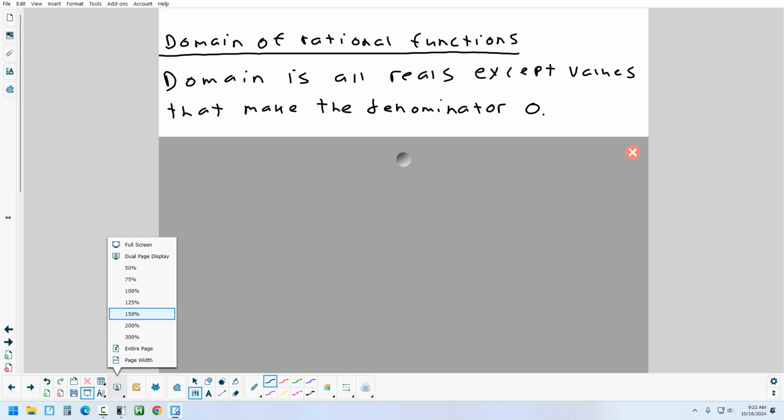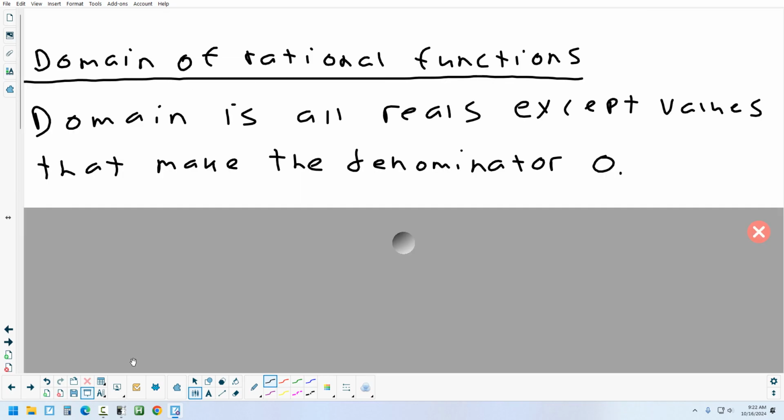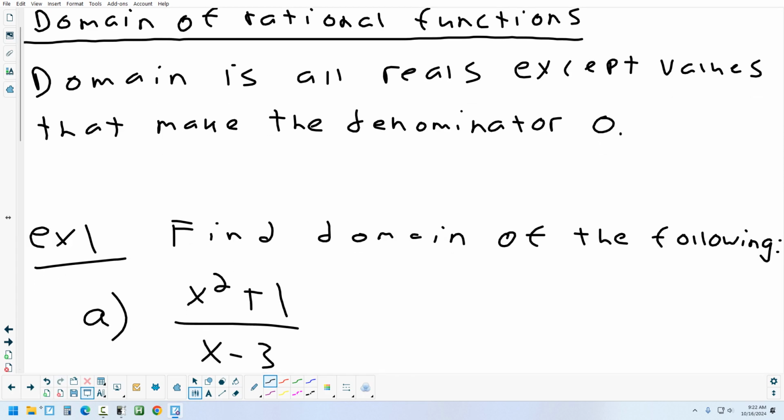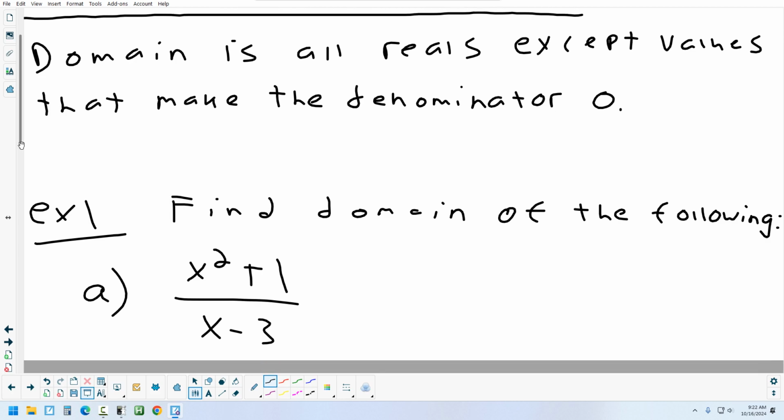Okay, so domain of rational functions. It is not all real numbers, because it's a fraction. So you have to rule out any values that would make the denominator 0. Let's try finding the domain of x squared plus 1 over x minus 3. First, is that rational? Yeah, it's a quadratic polynomial in the top, linear polynomial in the bottom. Fits all the characteristics of polynomials, we're good. What is the domain in this case?